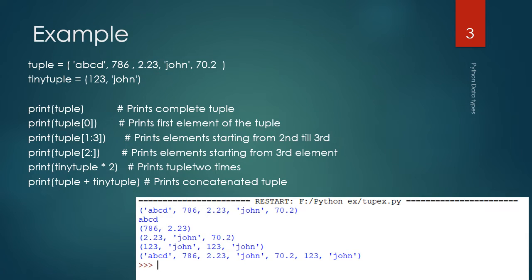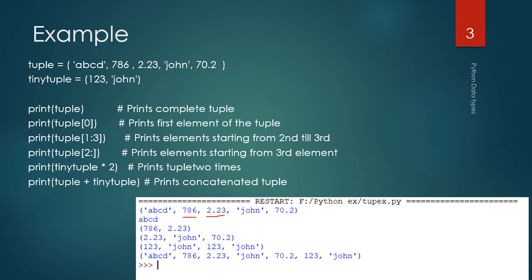Print tuple of 0 prints the first element of the tuple. Print tuple of 1:3 prints the elements of the tuple starting from the second location till the third location. Starting from second means from the index location 1, that is from the second element to the element in the third index location. So we got two elements displayed here. The second element is 786, that is the element in the first index location and in the third index location.